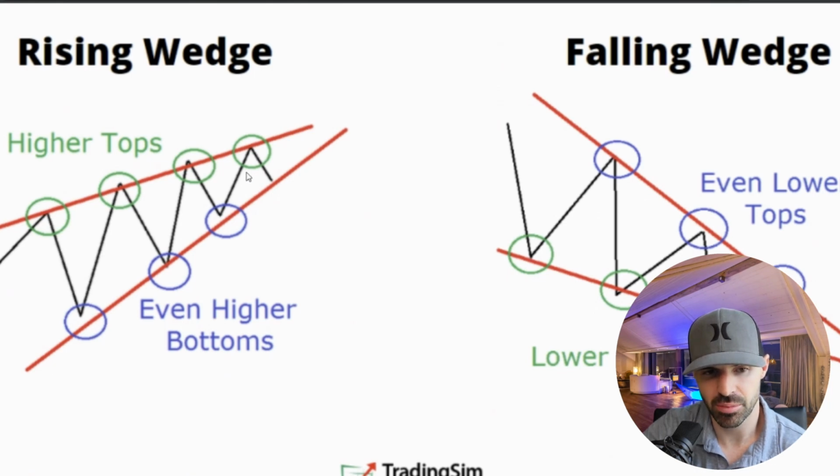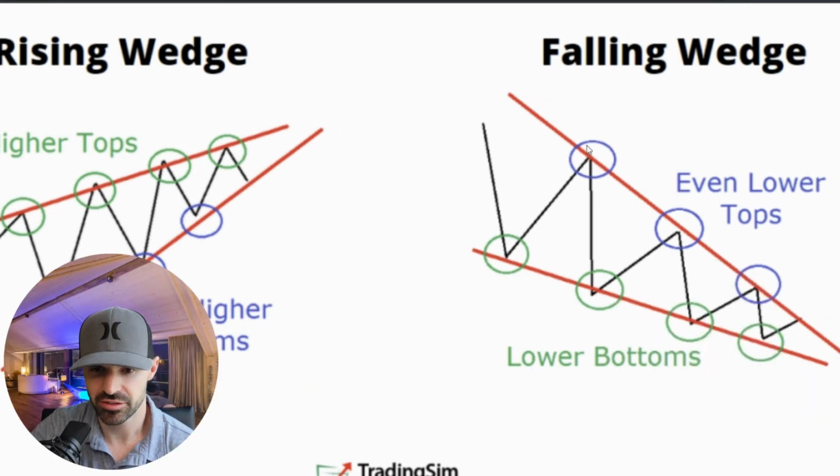So it has a higher probability of price breaking downwards. So a falling wedge then is usually known as a bullish pattern. So you'd have even lower tops and lower bottoms. So price is breaking downwards, and you can see the two converging lines here. The price is getting squeezed. It's getting tighter and tighter until it breaks out.